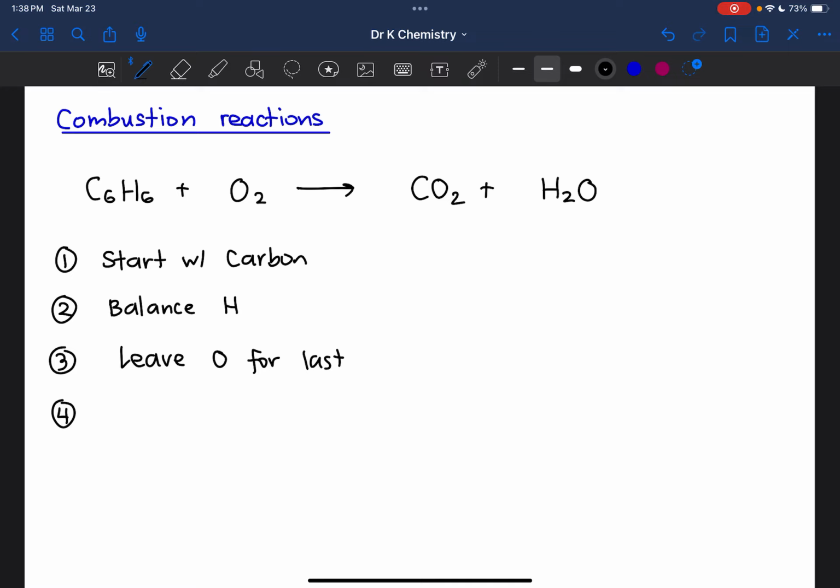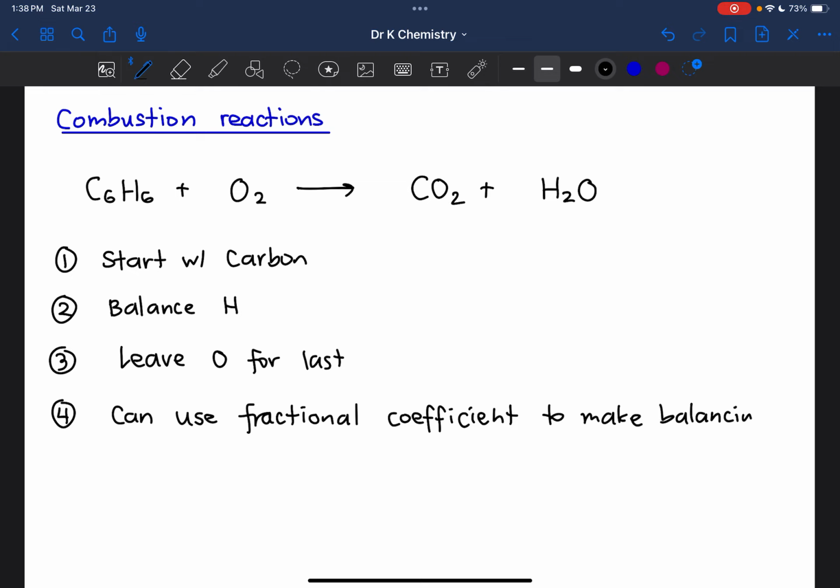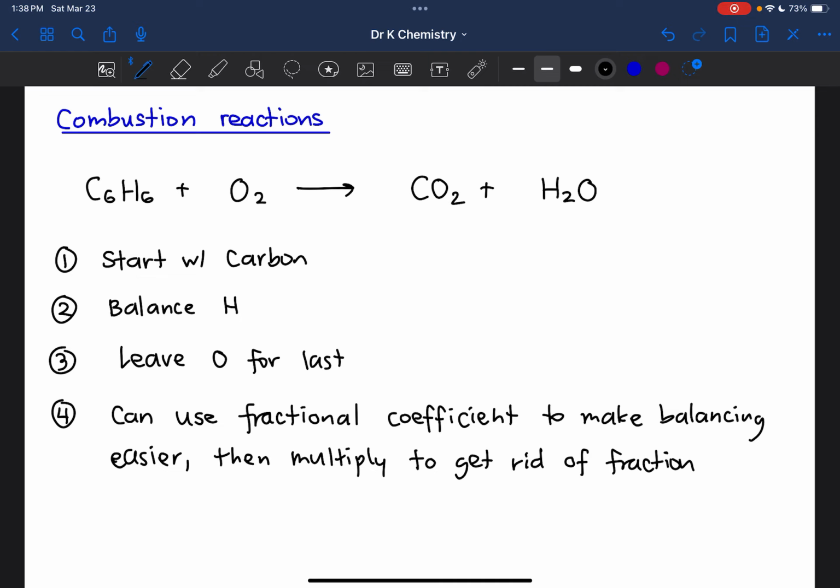The other thing that you can do, and this will come in handy in a lot of scenarios, is that you can use a fractional coefficient to make balancing easier. And then multiply to get rid of the fraction. So let's see what I mean by that. Let's use these guidelines to balance this chemical equation.